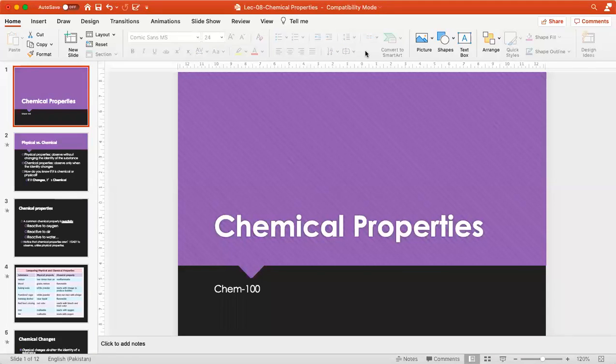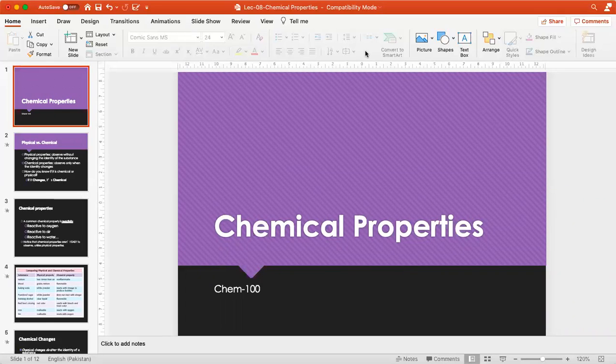Bismillah ar-Rahman ar-Rahim. This is the last topic of the current main course content, that is matter and the chemical properties. In the previous lecture, you completely understood what is meant by physical properties and physical change. Now we are going through some examples and explanations to understand completely what is meant by chemical properties and chemical change.